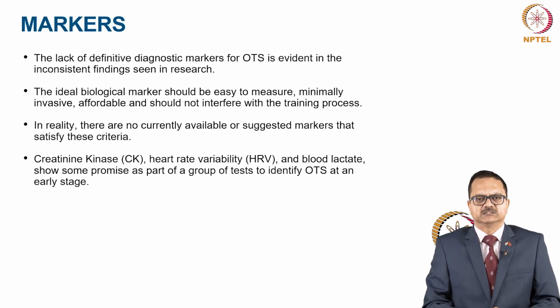People have tried to look at markers for overtraining syndrome, but there are no definitive diagnostic markers till today. They say the ideal biological marker should be easy to measure, minimally invasive, affordable, and should not interfere with the training process. They might as well ask for the moon, because in reality, there are no currently available or suggested markers that satisfy all these criteria. Creatine kinase, heart rate variability, and blood lactate show some promise as part of a group of tests to identify overtraining syndrome at an early stage.